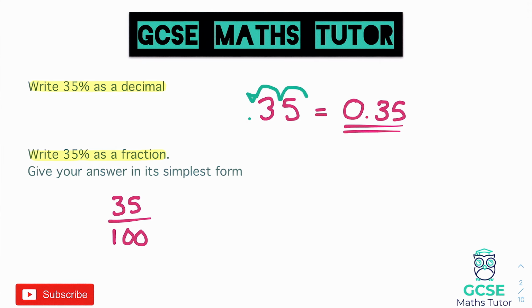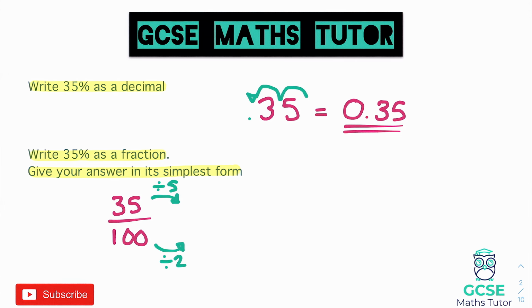Again, this question though does say give your answer in its simplest form, so we need to spot what they both divide by. Now hopefully you can see that because one ends in a 5 and one ends in a 0, that they definitely both divide by 5. So we'll divide them by 5 to start with, and then we can always see if it divides any smaller.